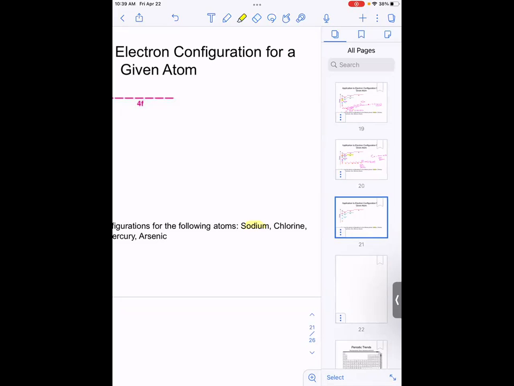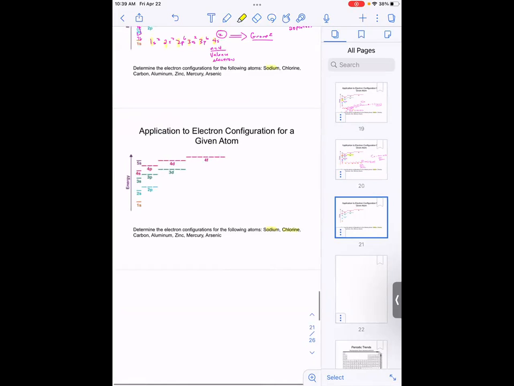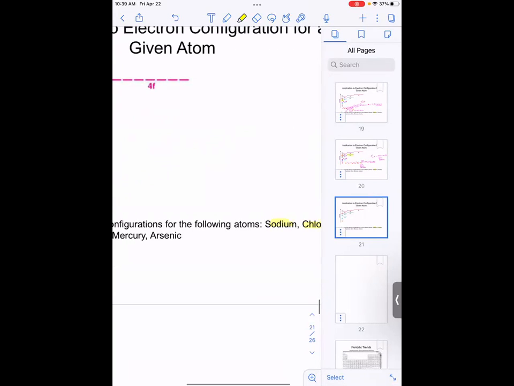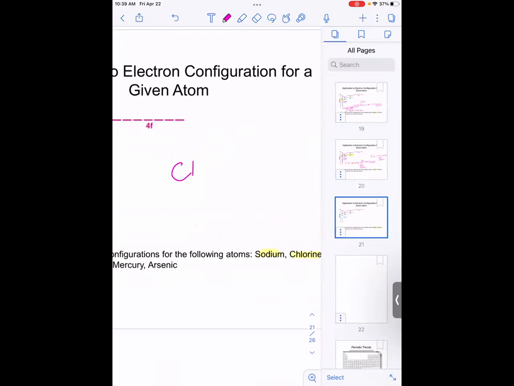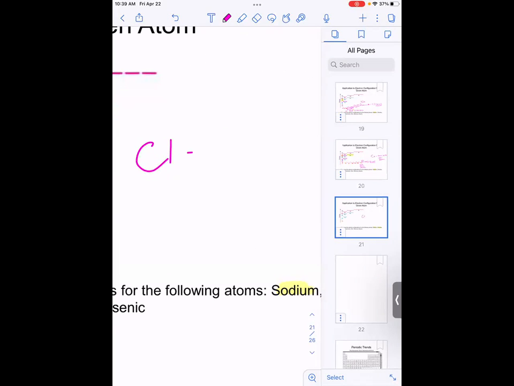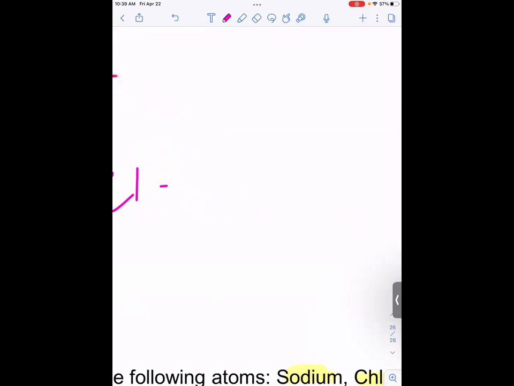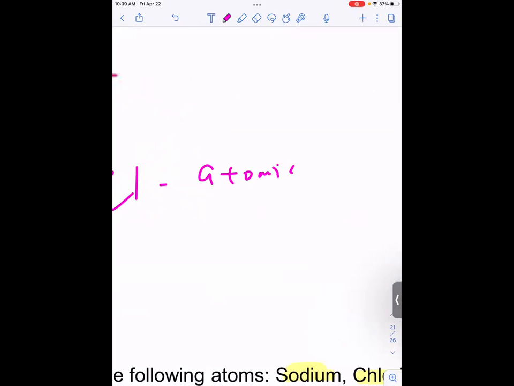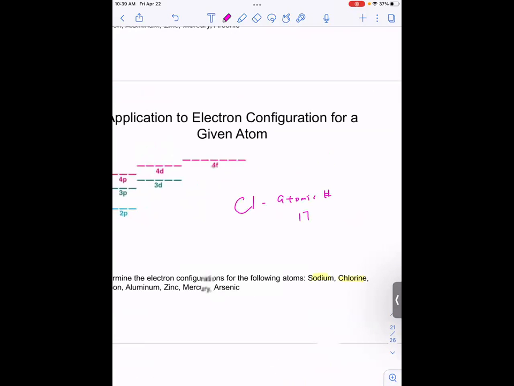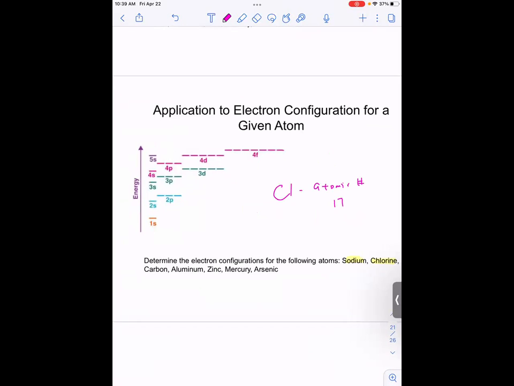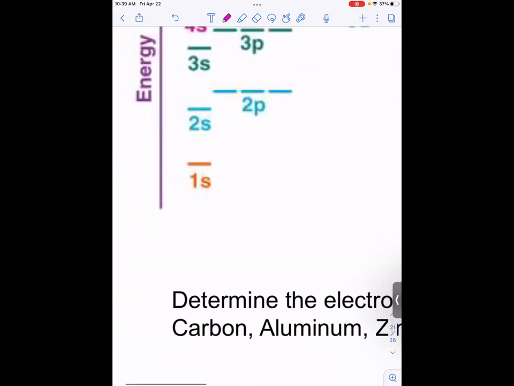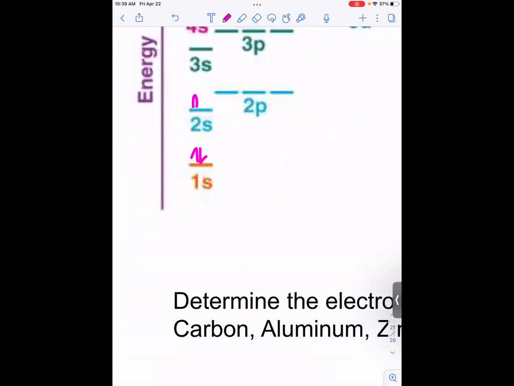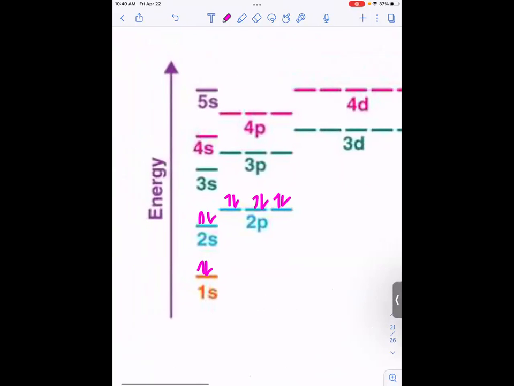All right, let's do chlorine. Somebody tell me what the atomic number is for chlorine. 17. All right, so that means it has 17 electrons and 17 protons. So we're gonna start here: 1s2, 2s2, 2p. We're gonna go ahead and fill this up. 2p6, that's 10. And then we have 3s2.